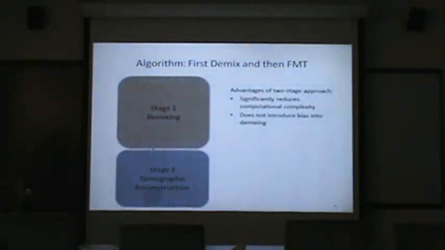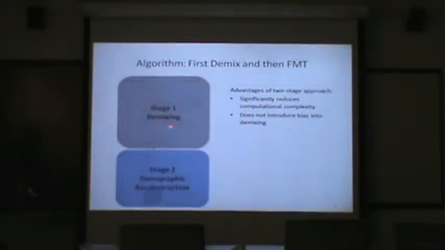And the solution that I came up with was basically to split the problem into two parts. In the first stage, you take your mixed measurement signal and you demix it. And in your second stage, you take each of those demixed measurement sets and you do a tomographic reconstruction. And then if you want, you can put all of those together to come up with a multicolor image.